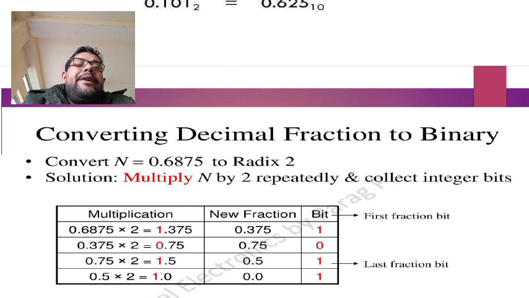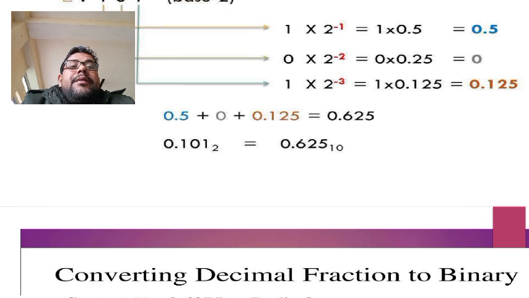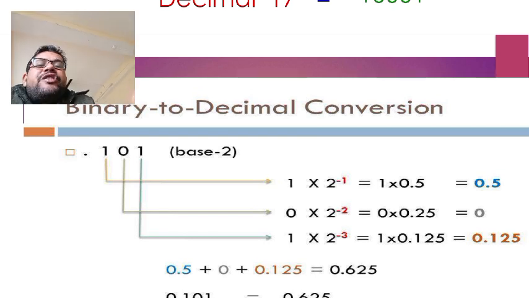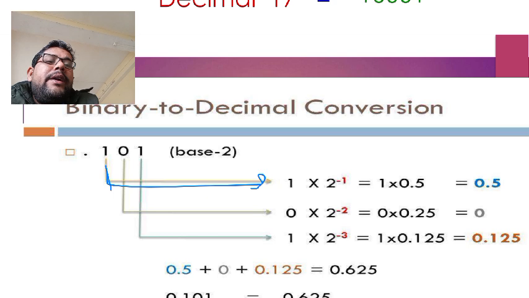Right now, we have the case where the binary number starts after the fraction point. Simply, we start from the left side. After the fraction point, the first number is multiplied by 2 to the power minus 1, and the next number is multiplied by 2 to the power minus 2.